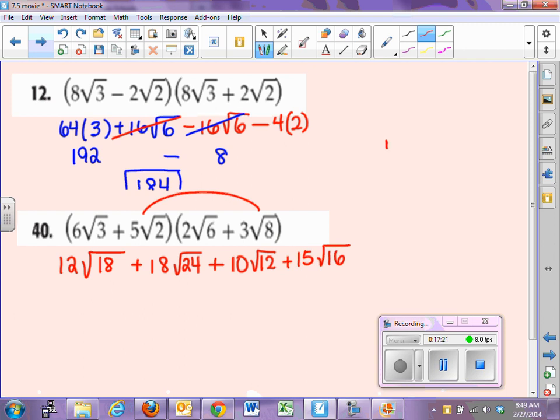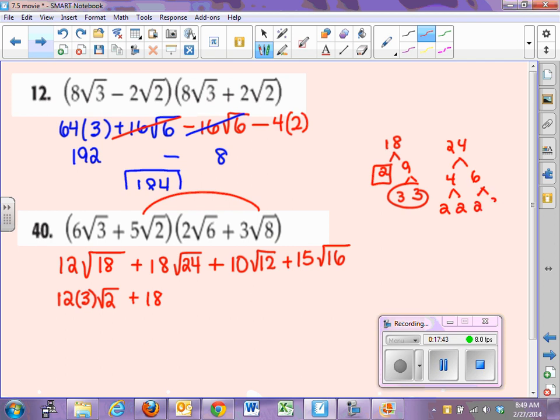So let's break 18 down. 18 is 2 times 9, and 9 is 3 times 3. So we can pull out a 3. So we have a 12. Now we're going to multiply it by 3, and we're left with a 2. Square root of 24 is 4 and 6, and 2 and 2 and 2 and 3. Pull out a 2, and we're left with square root of 6. Radical 12.